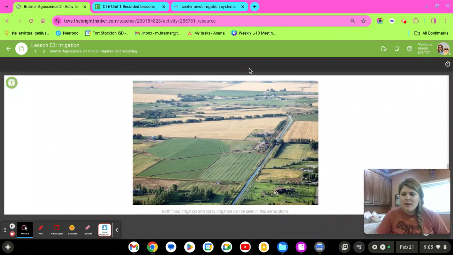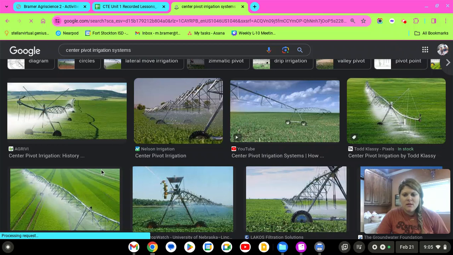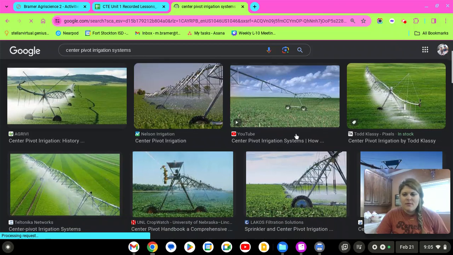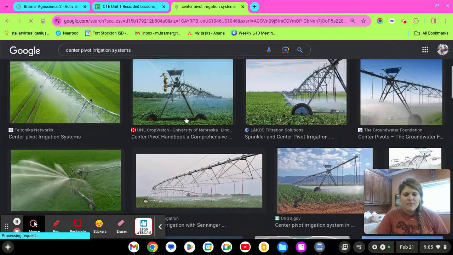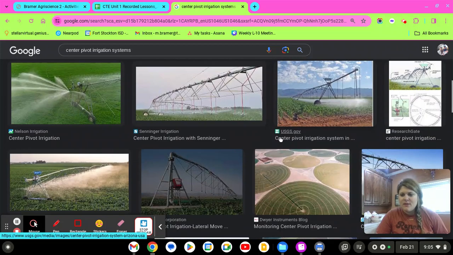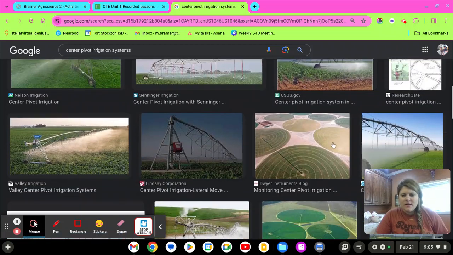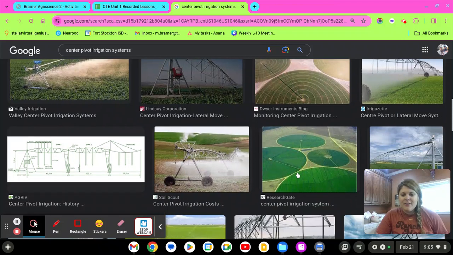All right, and I've got a picture. So here's some center pivot irrigation systems. If you've seen something like this out in a field, you've seen center pivot. If you've ever flown over farm states or farmland, you may see that the area looks like circles. That's because of the center pivot irrigation system, right? So they're grown in circles, big, large circles.